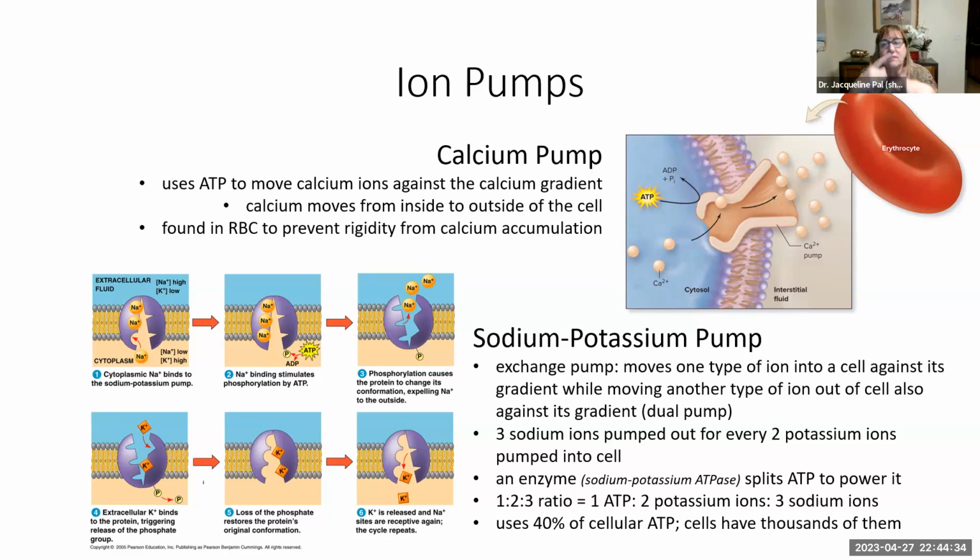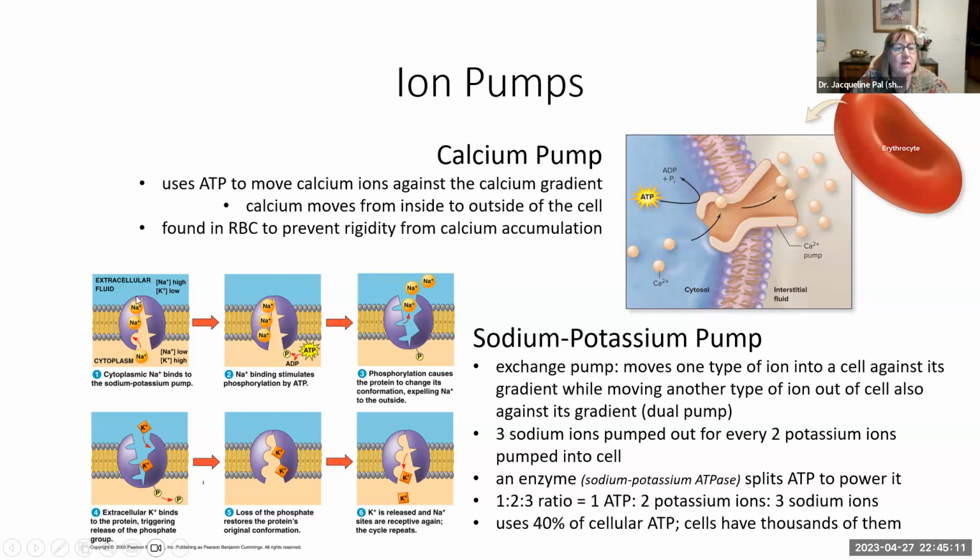As I've mentioned before, this pump is going 24/7 to maintain this gradient. And in doing so, cells can have thousands of these, and they can use almost half the energy that a cell produces. So the sodium potassium pump is super important, and not just in the couple of places that we mentioned it in class. Let's look at the pictures to see exactly how this works. I'll walk you through it, but you don't need to know the details of me walking through it, but I want you to see how this actually works.